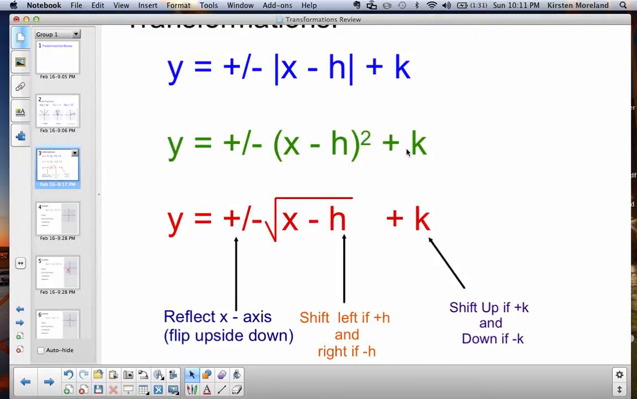And then outside is the y-coordinate of the vertex, which we abbreviate usually using k. And that just tells you how it shifted up or down. And it's what you think. If it's positive, it goes up. If it's negative, it goes down.